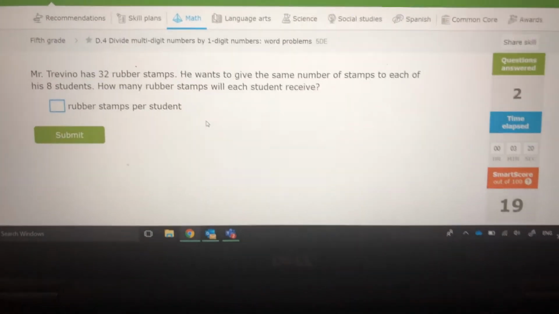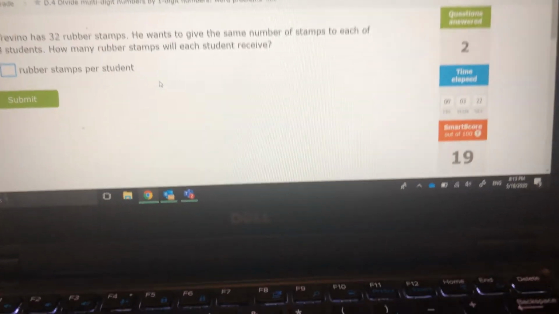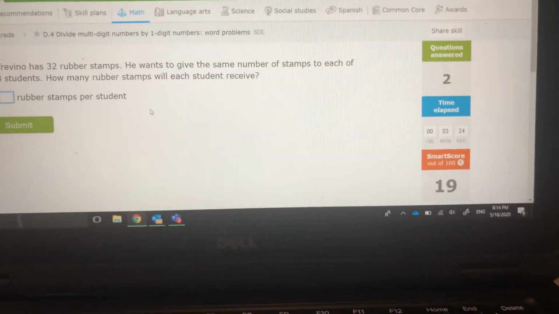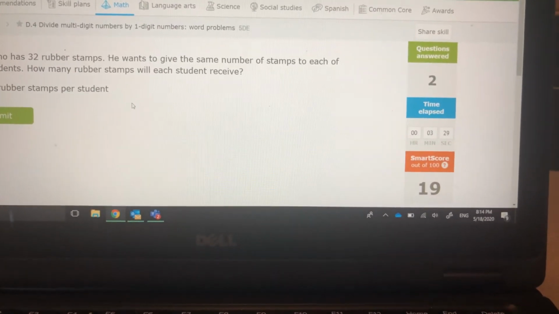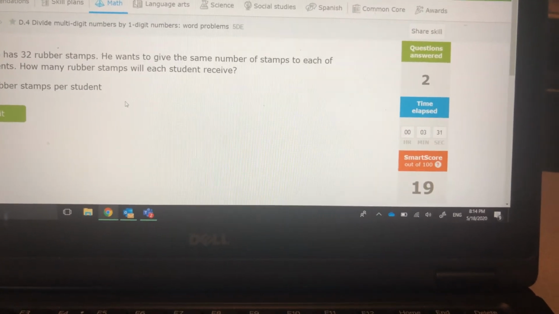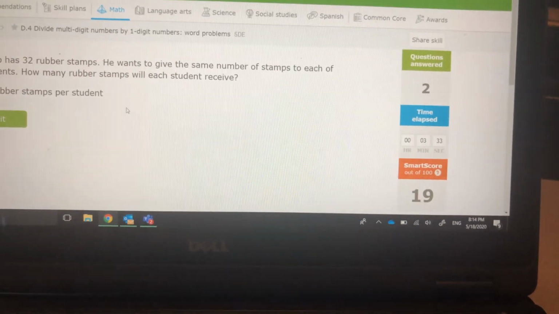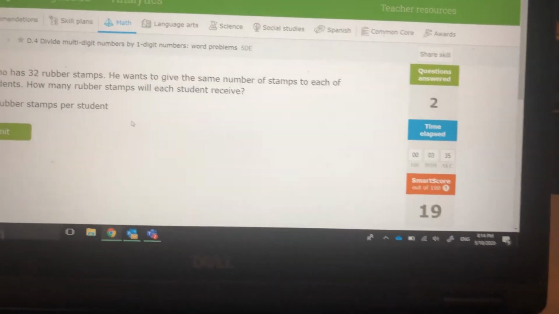All right, let's do one more here. Mr. Trevino has 32 rubber stamps. He wants to give the same number of stamps to each of his 8 students. So each student's going to get an equal amount. How many rubber stamps will each student receive?